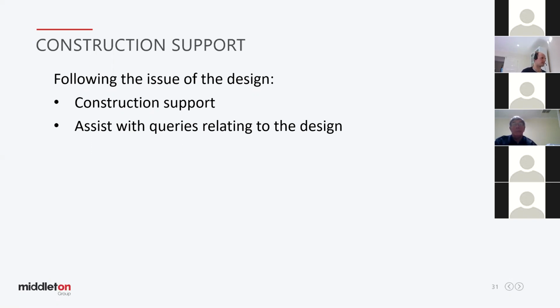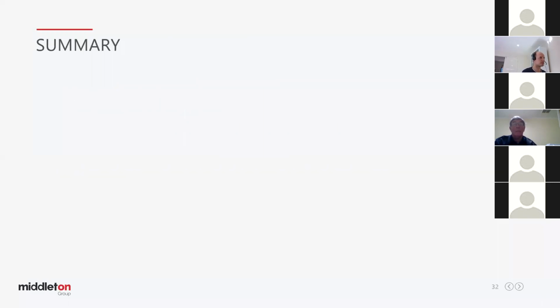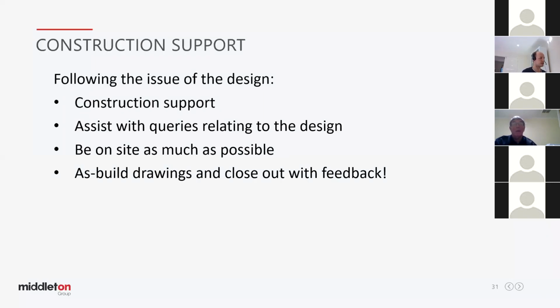As well as assisting with queries, being on site as much as possible. And the last step there is as-build drawings. So as-building and closing out the design based on feedback. So there might be something that we've done in our design, which when it actually came to the construction or implementation side, we couldn't actually run that cable from there to there, or there's something else that's there that wasn't identified. How do we fix that?